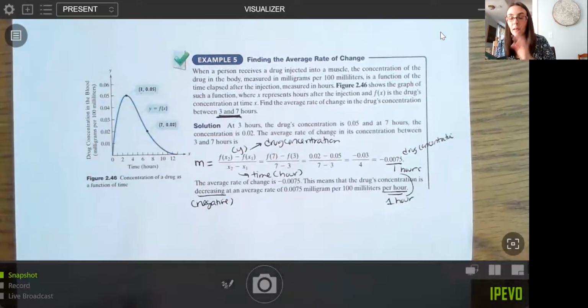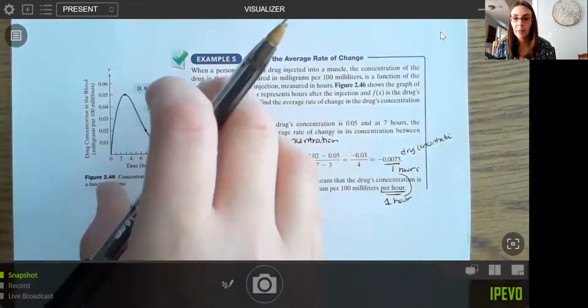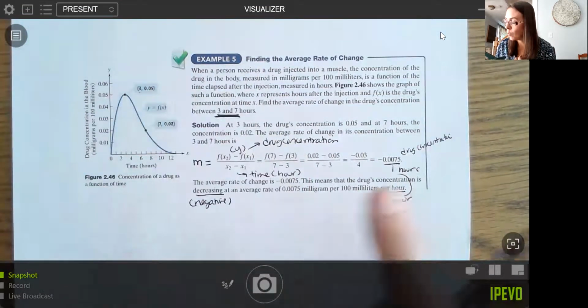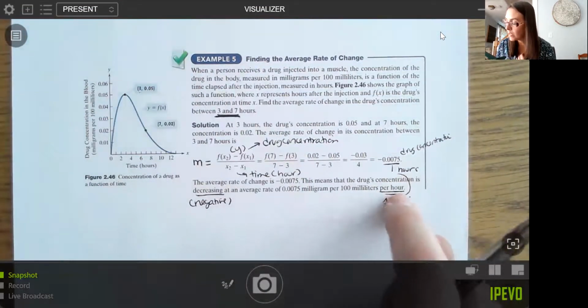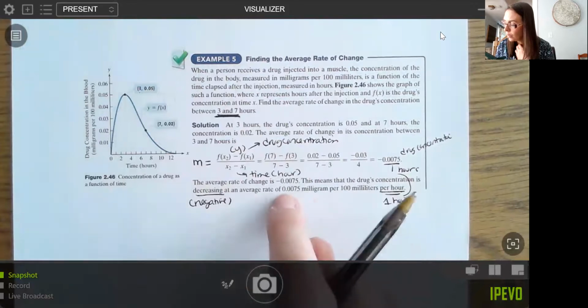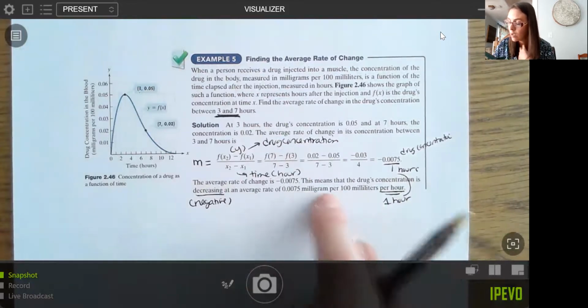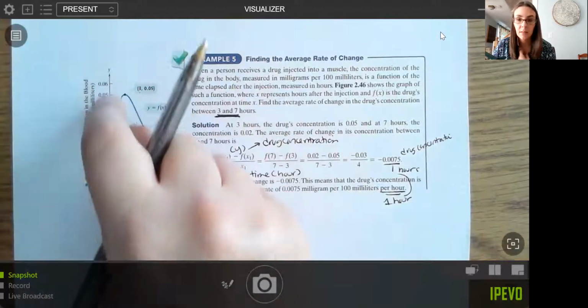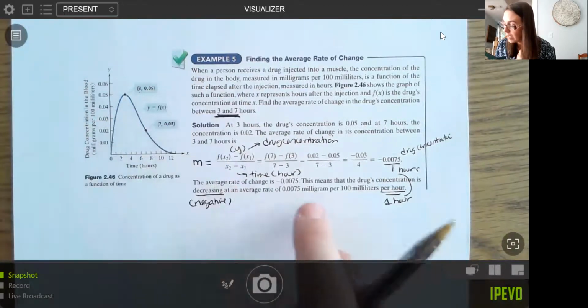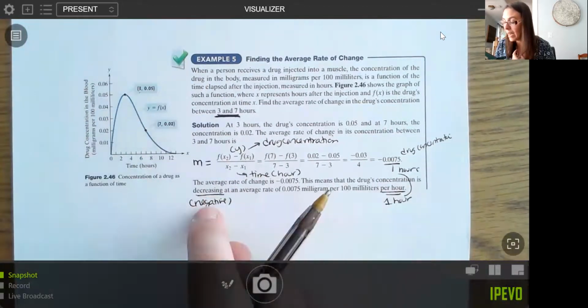So we find the meaning by thinking about what our variables mean. The y idea is on top, the x idea is on bottom, and that denominator piece is typically going to be one if you're finding that average rate of change, particularly for applications. So here it's 1 hour, and that's why we have the per hour idea. And then your numerator has to do with the units for your y-axis. It's decreasing because it happens to be negative.